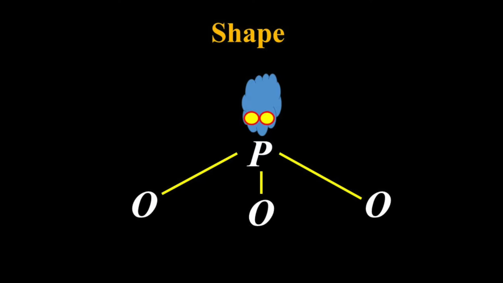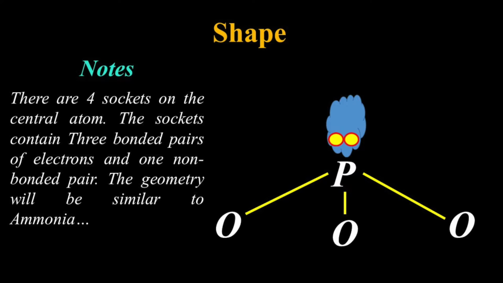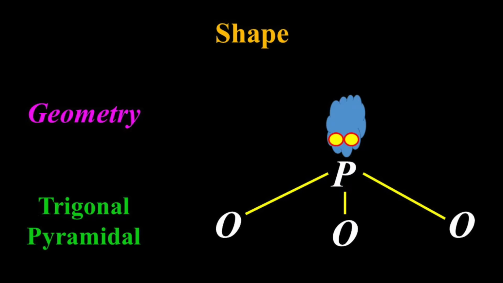So you're going to put the non-bonded pair there, and that's going to be the shape. And we know that that's not exactly tetrahedral, but it is related to tetrahedral. There are 4 sockets on the central atom. The sockets contain 3 bonded pairs of electrons and 1 non-bonded pair. The geometry will be similar to ammonia, so NH3. Okay, so it's going to be trigonal pyramidal, or trigonal pyramidal, either way is fine.